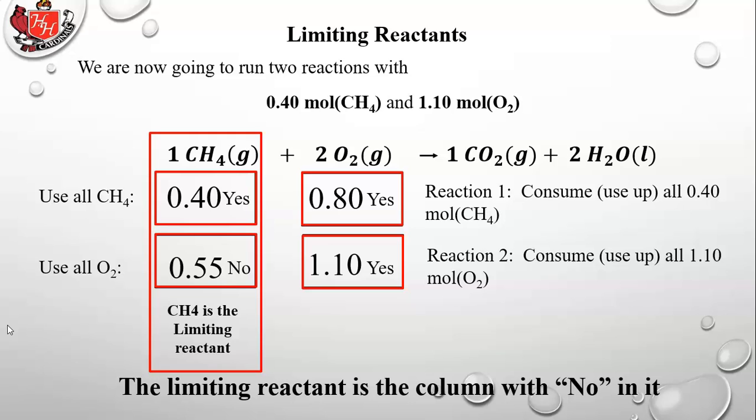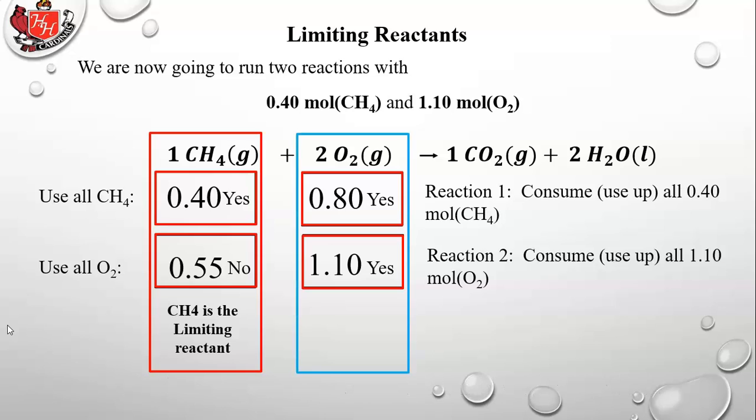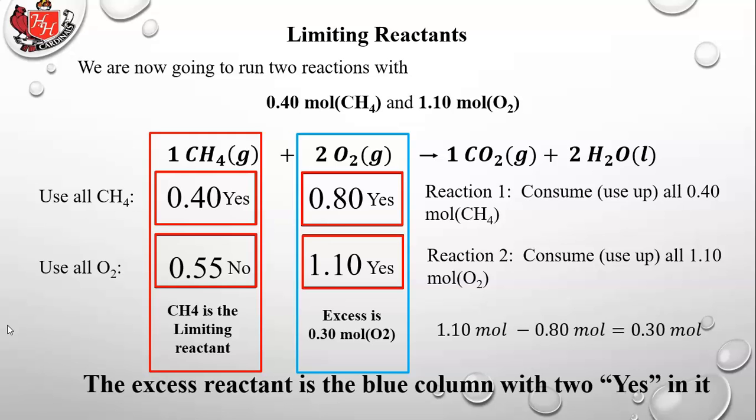That means the other reactant, oxygen, O2, is the excess reactant, the one in blue. In other words, the reaction that we can run to completion to burn all the CH4 is the one that uses 0.8 moles of O2. And we have more than that. We have 1.10 moles of O2. So the excess reactant is the blue column with the 2 yeses in it.